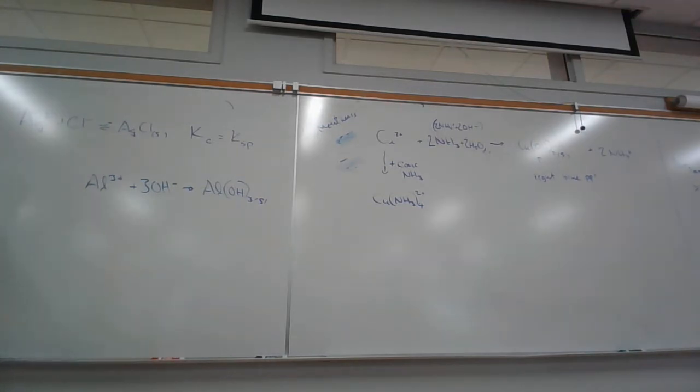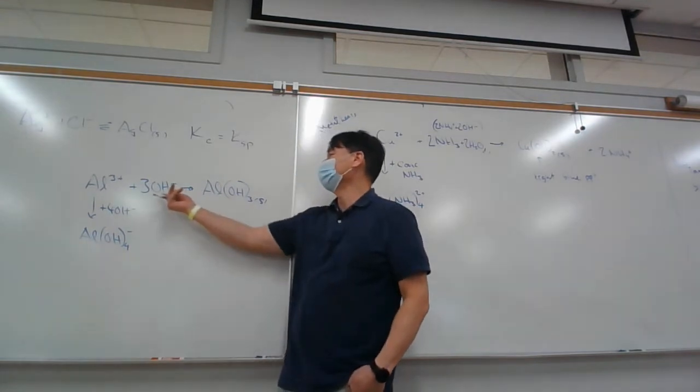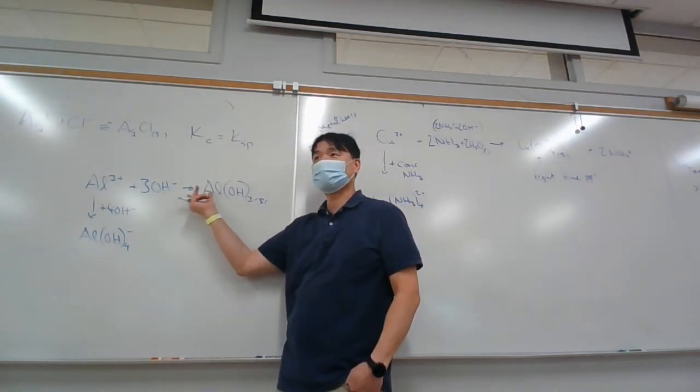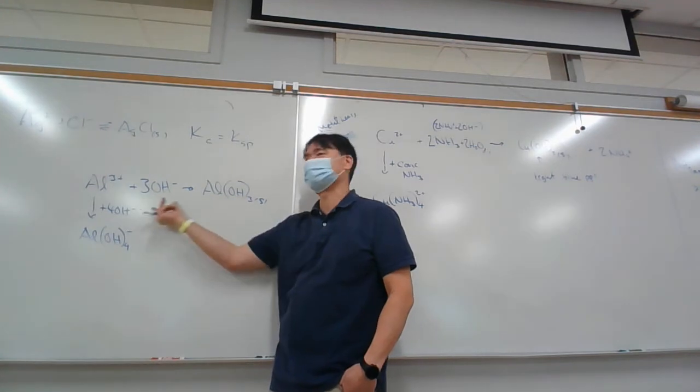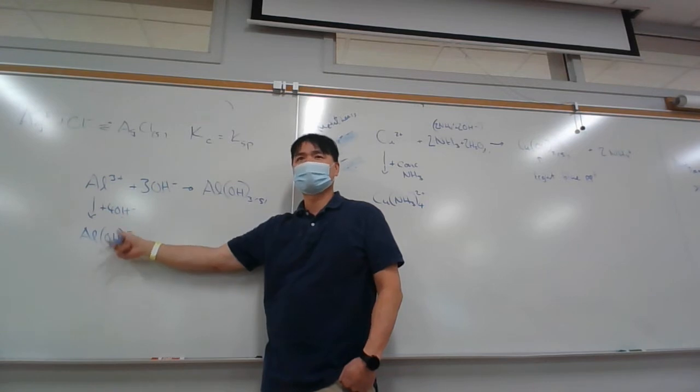But if I just add 1 extra hydroxide to this, you know what happens? So, for example, if I add 4 hydroxides, then I end up forming this. What would we name this one? Yeah, tetrahydroxyaluminate 3. What happens is I initially get a white precipitate, and then I keep adding hydroxide, and the precipitate disappears because I'm shifting it back this way because of the complex formation.